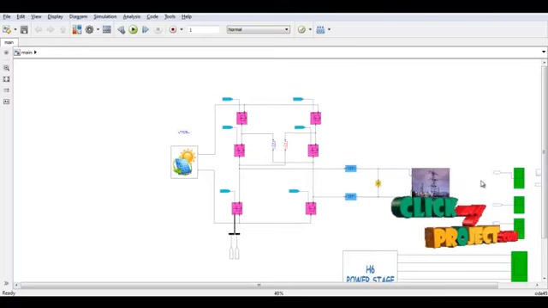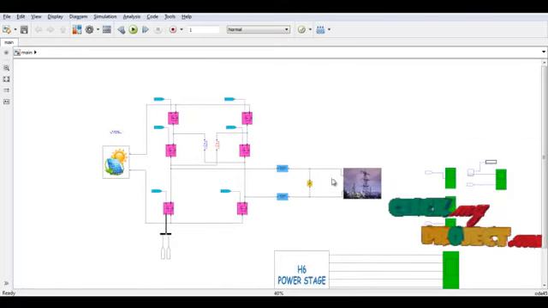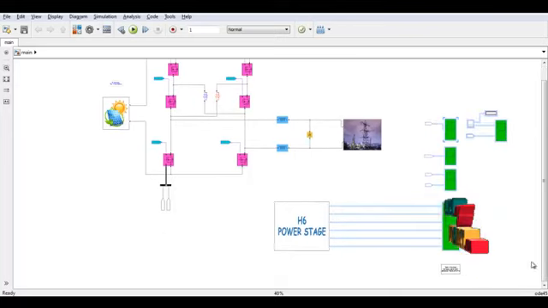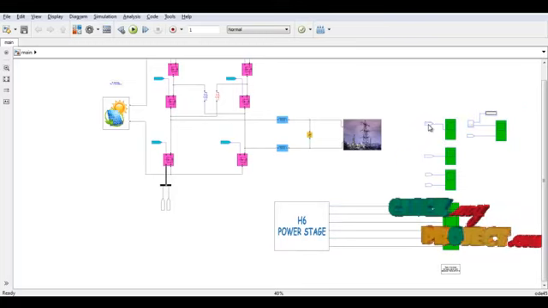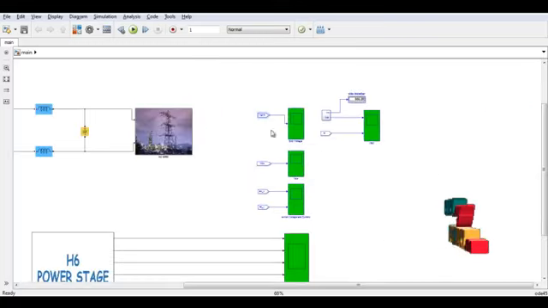We are using a transformerless solar panel, the converters, and the grid, and the corresponding scopes are connected through the From and Goto functions. These are the From and Goto functions. Next, we will discuss the results.